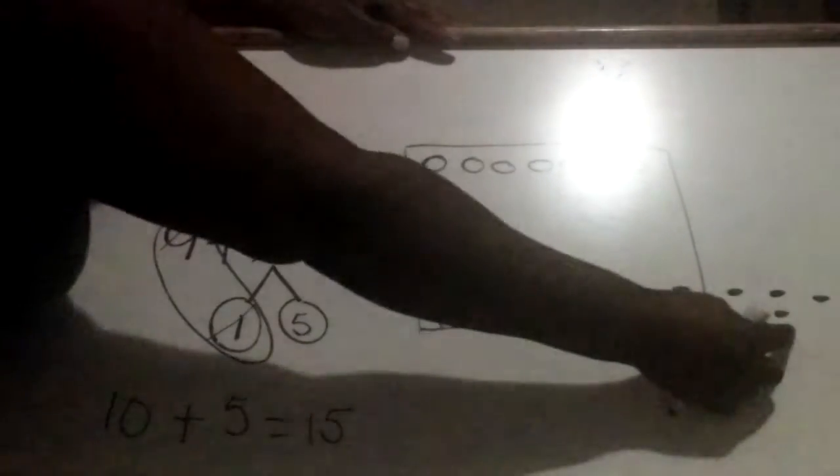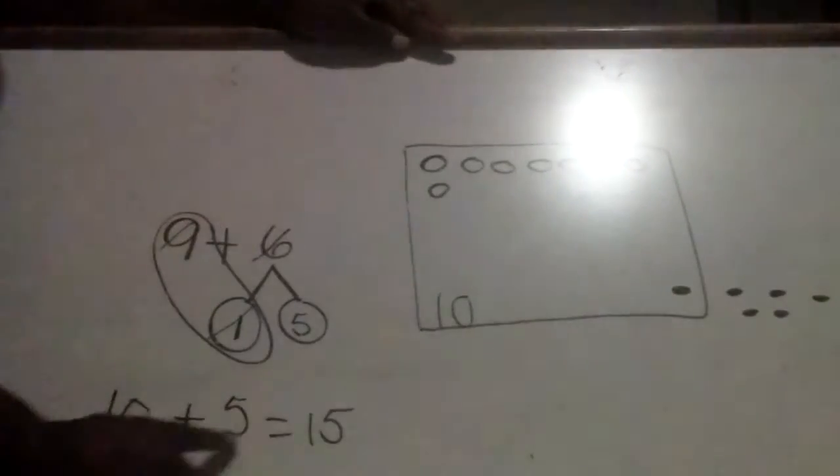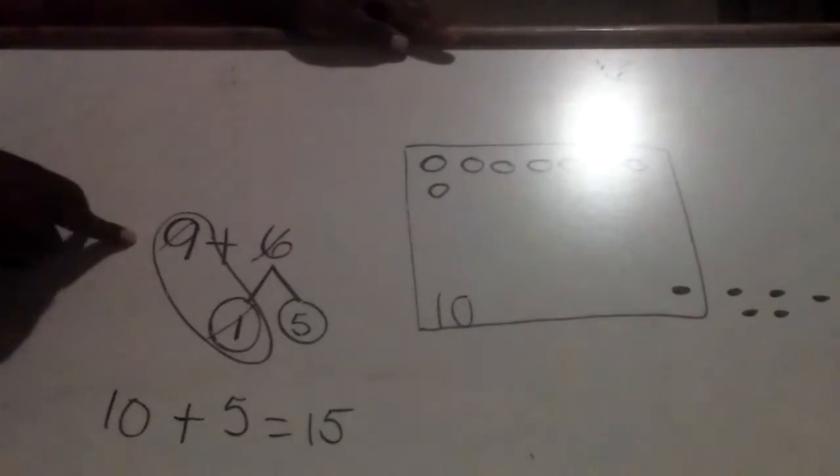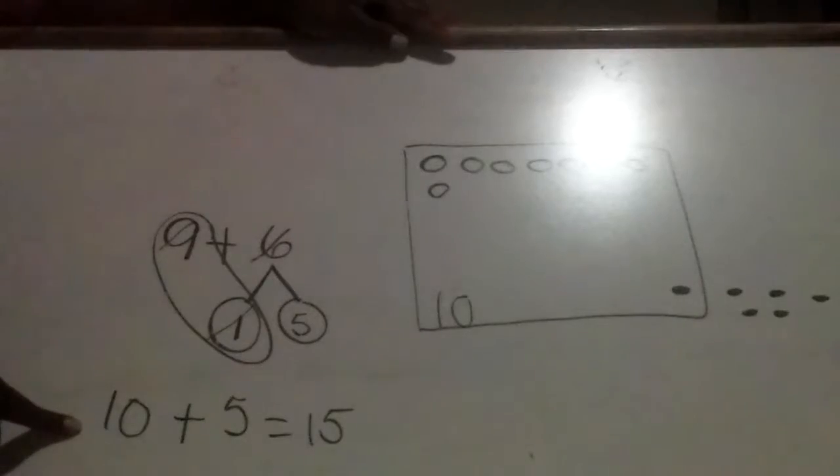Here's my new 10 down here. I have a total of 5 bubbles on the outside. That's my 5 right here. So this picture matches the 9 plus 6, but it also can match the 10 plus 5.